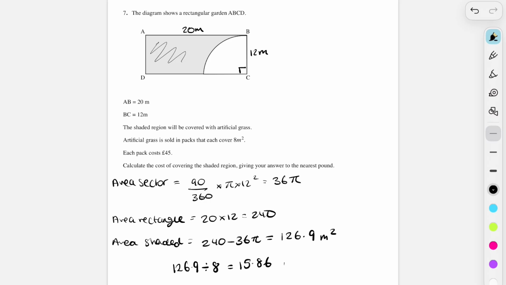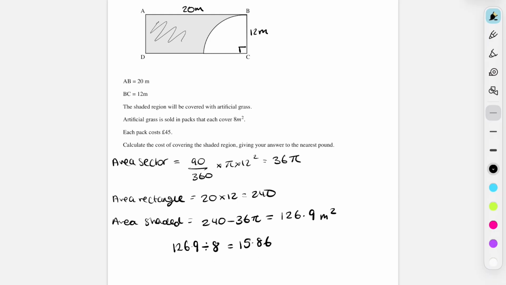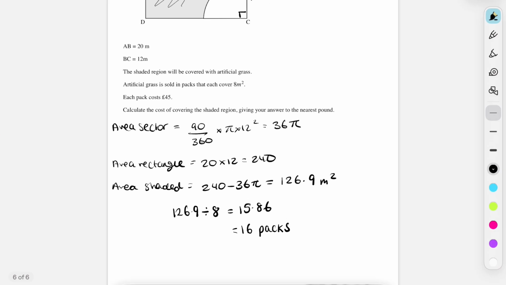Now we can't buy 15.86 packs. We're going to have to buy 16 packs. And each pack costs £45. So the total cost is going to be 16 times 45, and if I work that out, we end up with £720. So the answer to this question is £720.